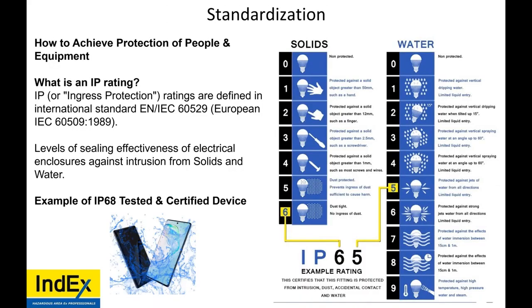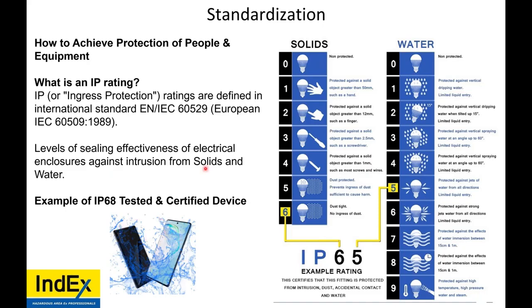Now, how to achieve this protection of people and equipment? Well, standardization took place. So IP ratings were defined by EN or IEC 60529 as of 1989. What it defines is levels of sealing effectiveness of electrical enclosures against intrusions from solids and water. Now we should also say moisture. And now examples of IP8 tested and certified devices, we would be looking at our iPhones, our Samsungs.